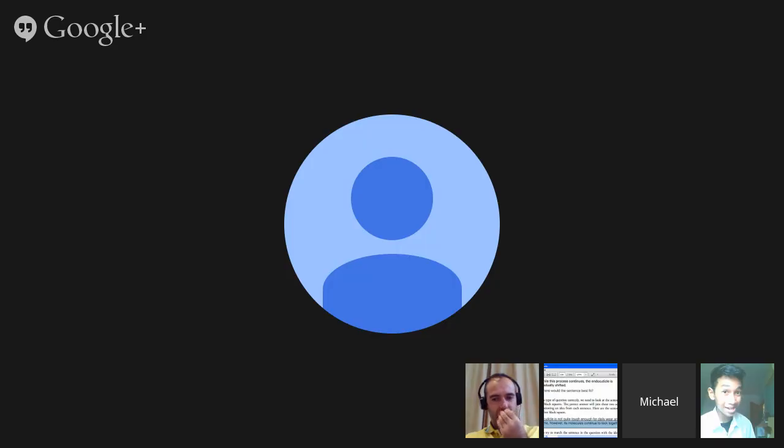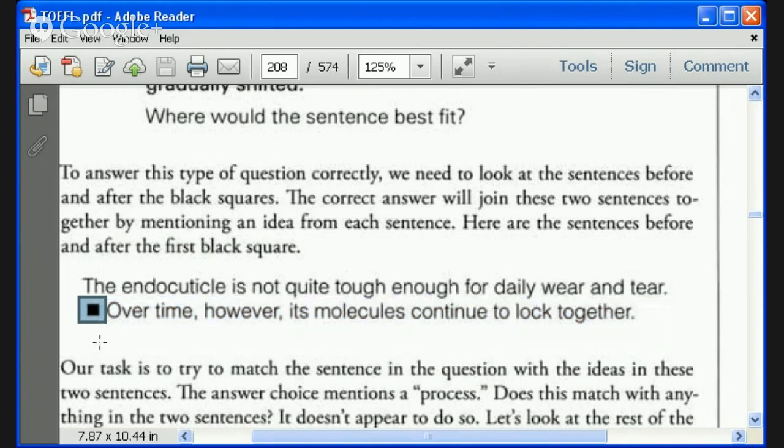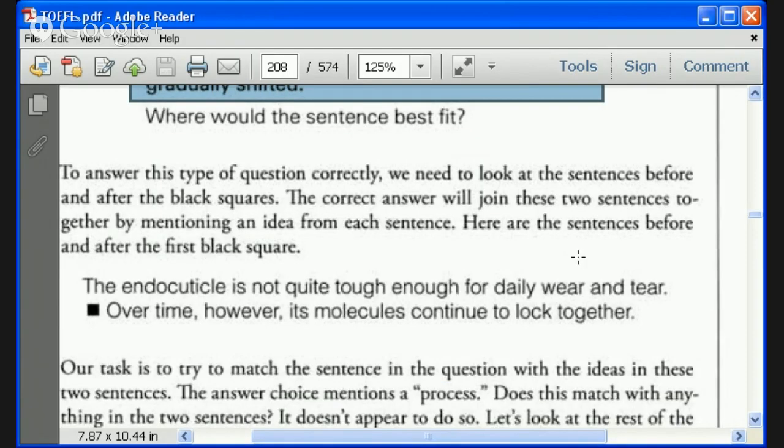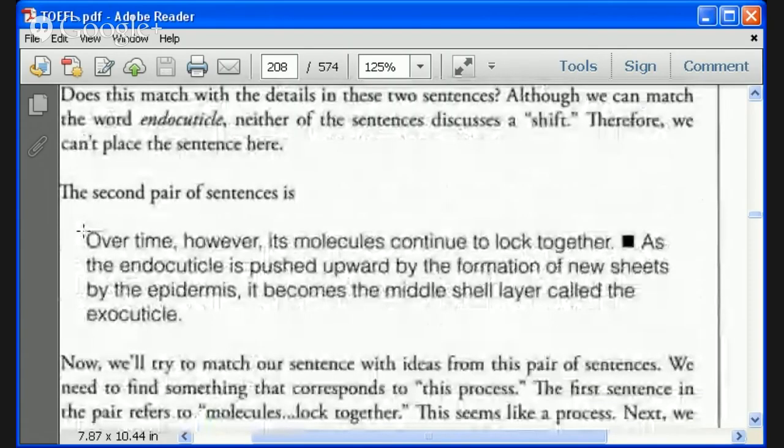Oh, I understand. So while this process, the cuticle is gradually shifted, I should put it before the black square. Right. In place of the black square. The endocuticle is not quite tough enough for daily wear and tear. And give me the sentence again. While this process continues, the endocuticle is gradually shifted. The endocuticle is not quite tough enough for daily wear and tear. While this process... No, there is no process. Yeah, there's no process. Let's go. Took me a while to figure out. Yeah, it's okay.